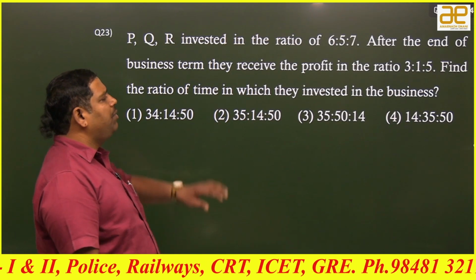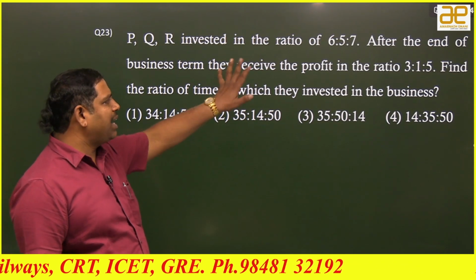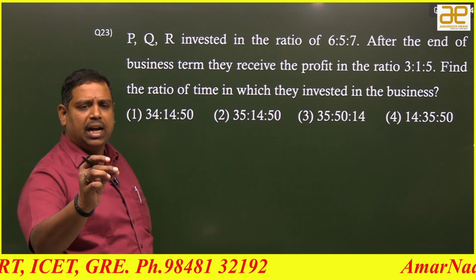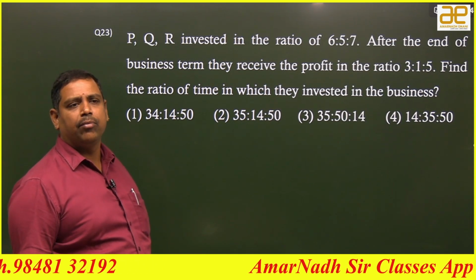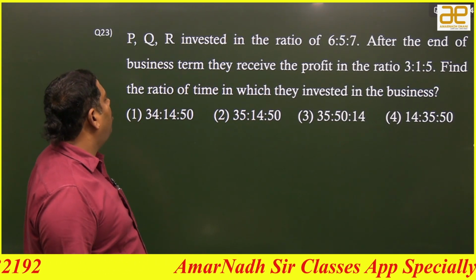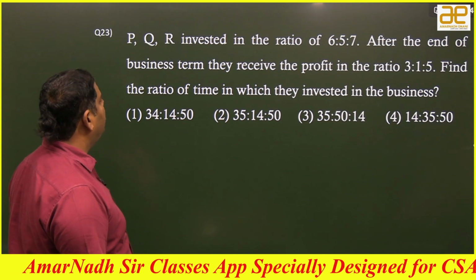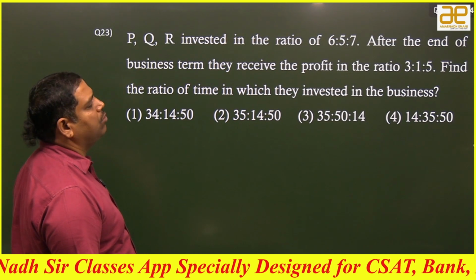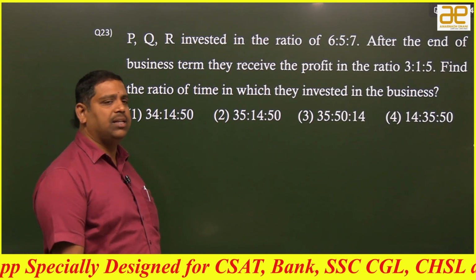PQR. Here, this is actually one of the models. If you have practiced this question, in the examination you can answer it like this, or else it will be a help for you. PQR invested in the ratio 6:5:7. After the end of the business term, they received the profit in the ratio 3:1:5. Find the ratio of time in which they invested in the business.